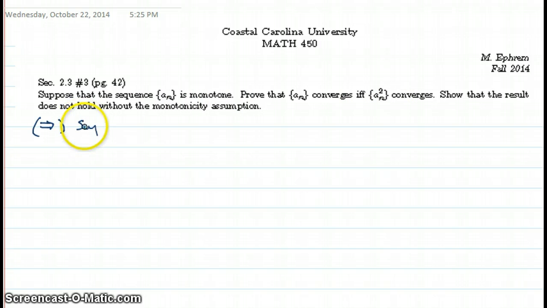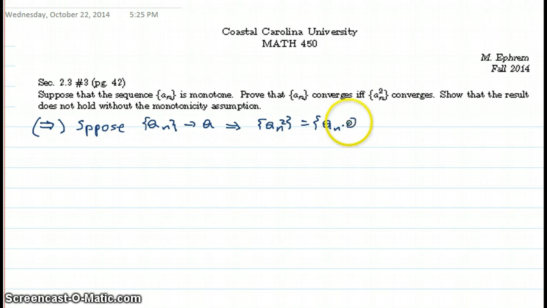So let's suppose that a_n converges to a number a. Well, a_n squared, being a_n times a_n, converges, by the product rule, to a times a. It converges to a times a, which equals a squared. So a_n squared is convergent, and that's it.